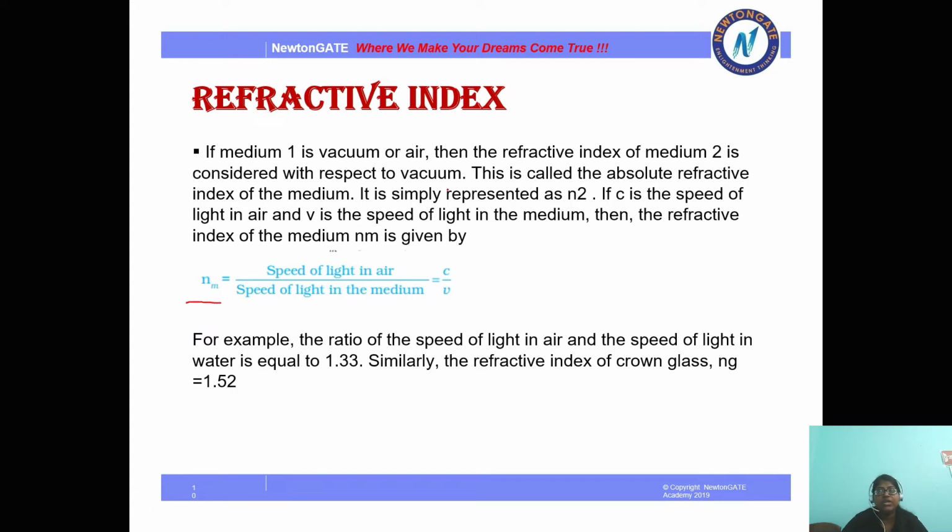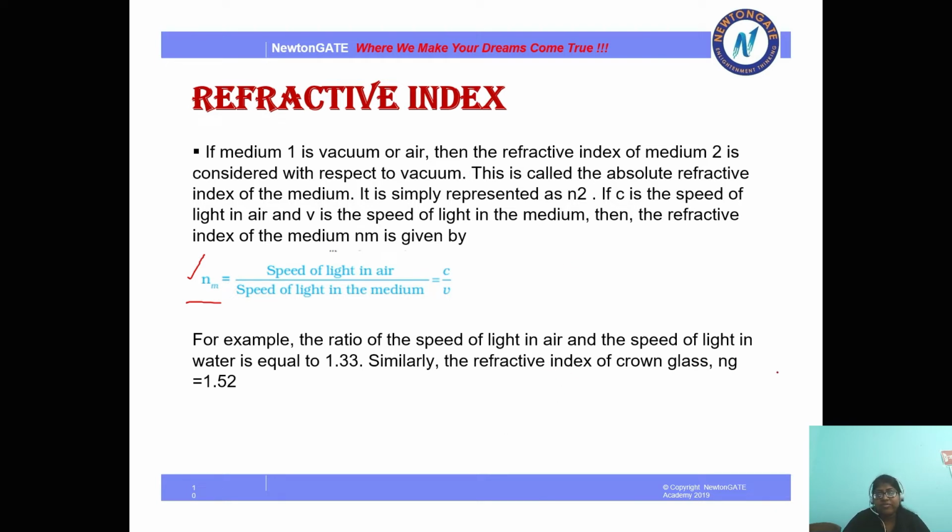Generally the refractive index, as you know, is the absolute refractive index, when you are taking one media but the other media with respect to which you are trying to find out the refractive index is either vacuum or air. So in that case what will be the formula? This n_m, the absolute refractive index, is equal to speed of light in air divided by speed of light in medium. Speed of light in air is 3 into 10 to the power 8 meter per second. We generally denote it by C, and divided by V, the speed of light in the medium. Whatever the speed of light is, you can write that.